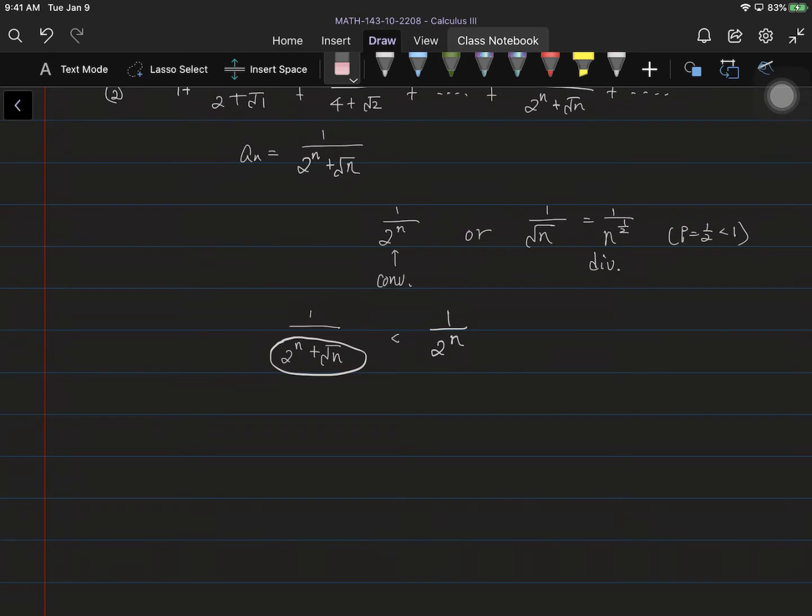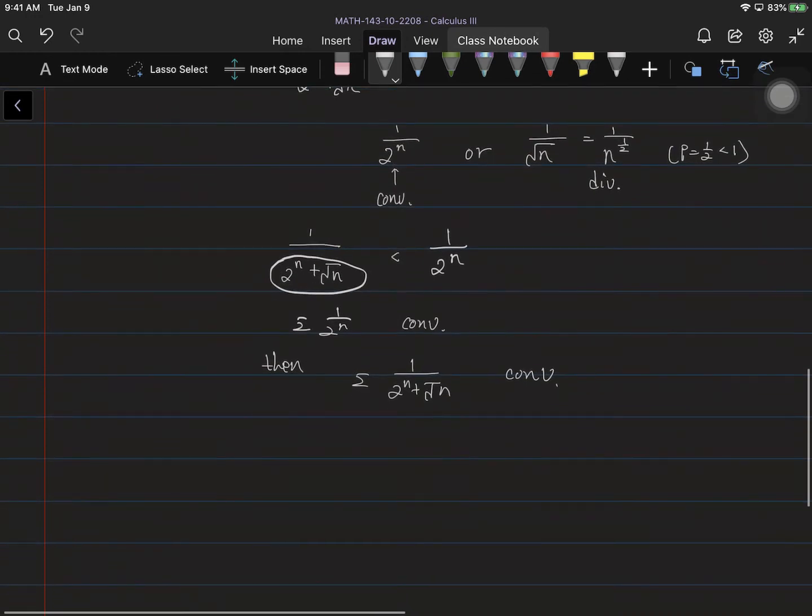And this converges because this is a geometric series, we know it converges, then this also converges. Smaller than converges, right?